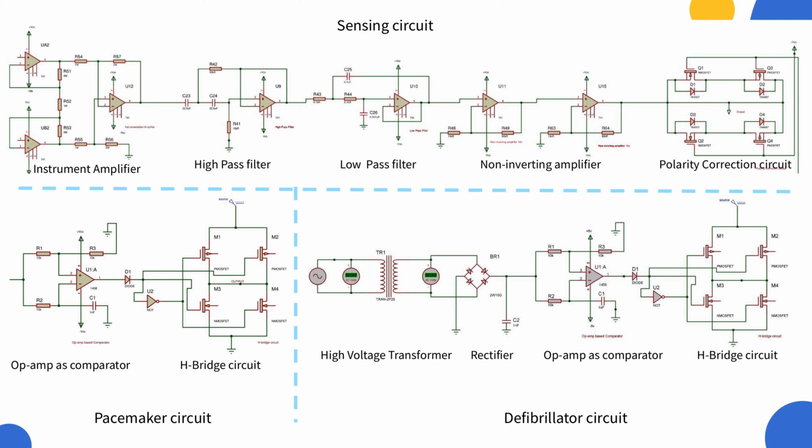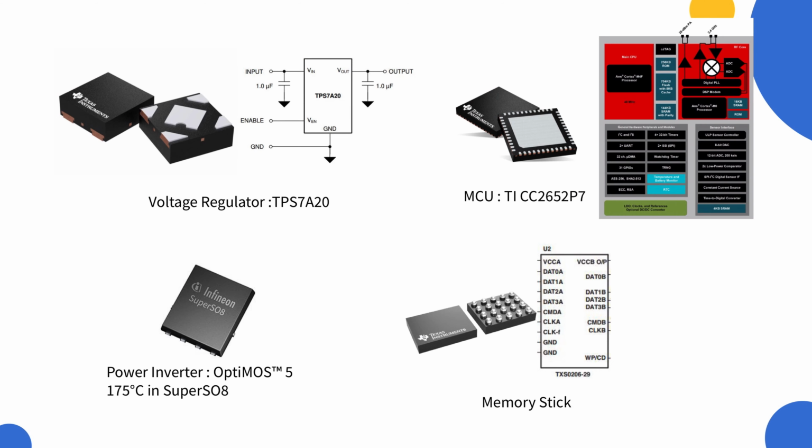Next, our pacemaker is composed of a comparator and H-bridge circuit, creating a biphasic signal, and our defibrillator has a transformer, rectifier, and comparator and H-bridge circuit, also forming a biphasic signal. The voltage regulator we use adjusts the voltage to keep it constant throughout the entire circuit.